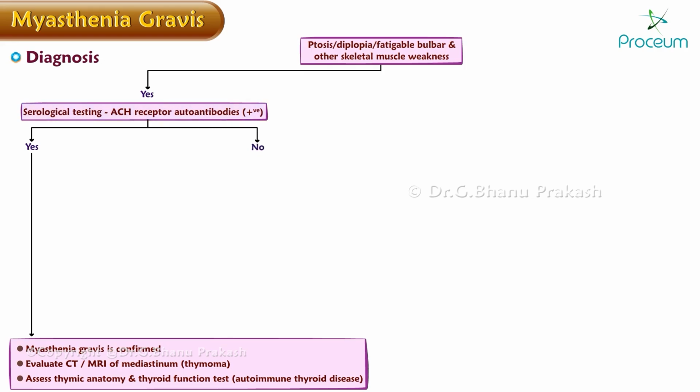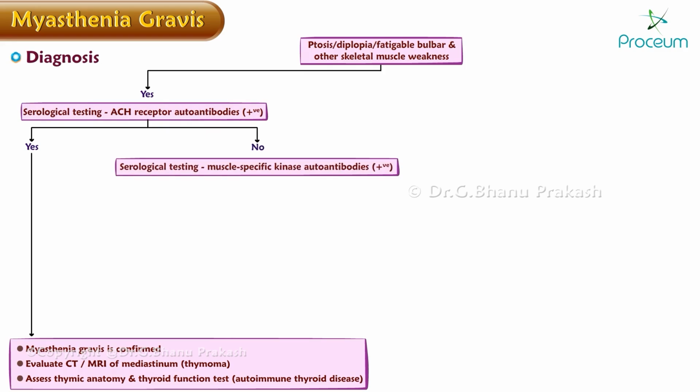If no, perform serological testing for muscle-specific kinase autoantibodies and see if the results are positive. If yes, myasthenia gravis is confirmed. Evaluate for associated conditions as mentioned above.